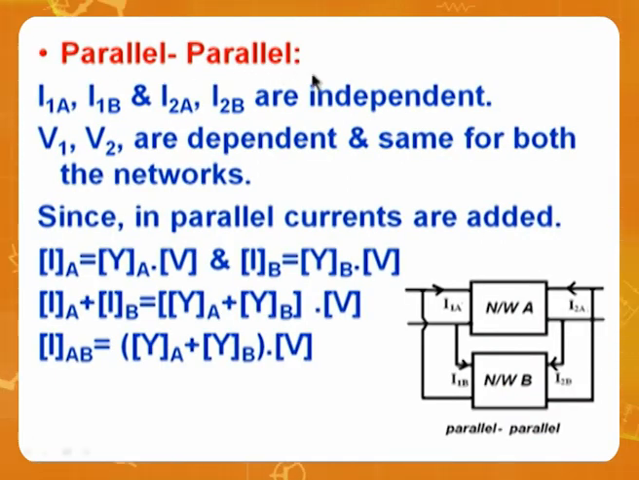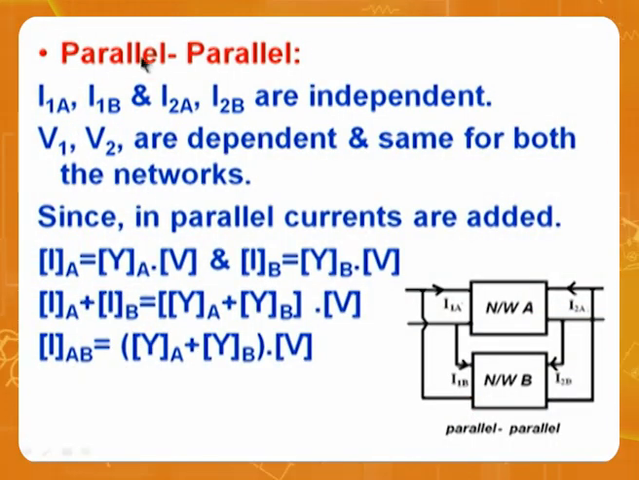Next one, parallel to parallel. If input is parallel, output is parallel. What is added? Input current is added, output current is added. Added parameters are dependent. That means I1, I2 are dependent. When I1 and I2 are dependent, that's nothing but simply admittance parameters. So this is how to identify just by looking at the topology.